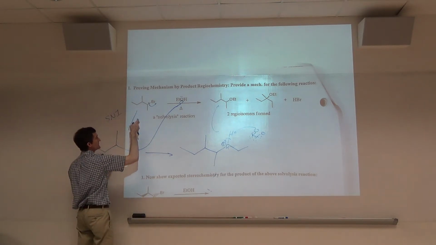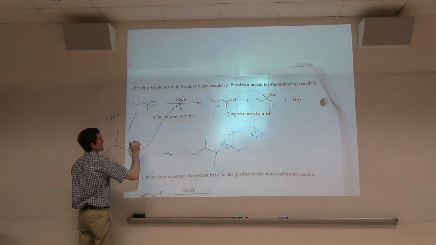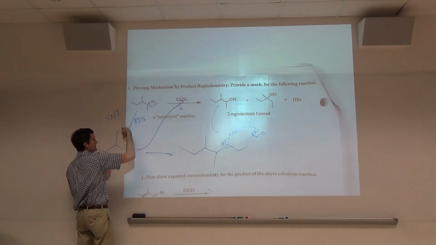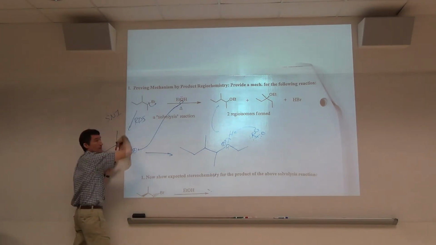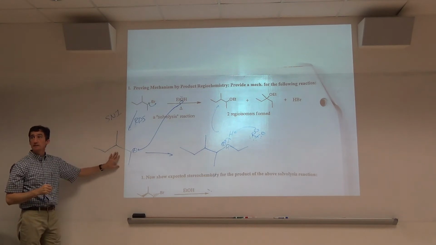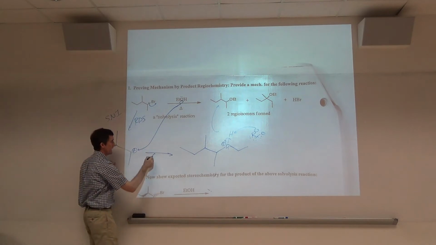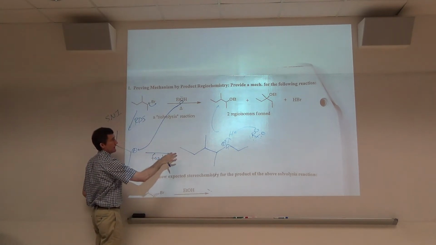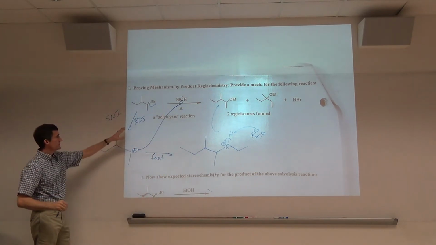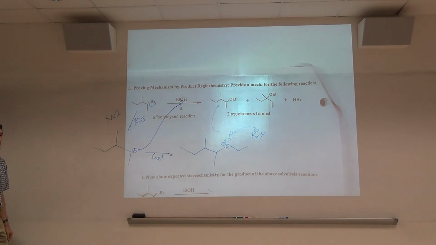Which one's the rate determining step? Formation of the cation. That lazy guy is not involved in the rate determining step. Too lazy, too weak. This is fast, and that's fast compared to the slow rate determining step.